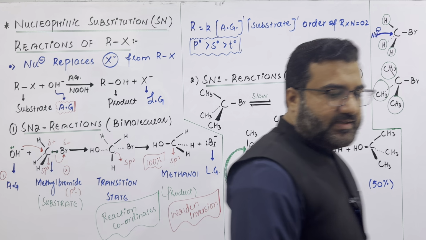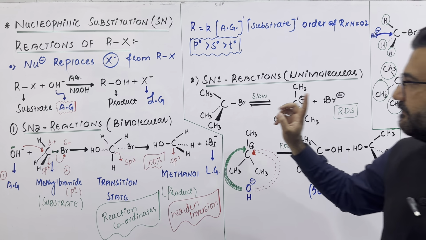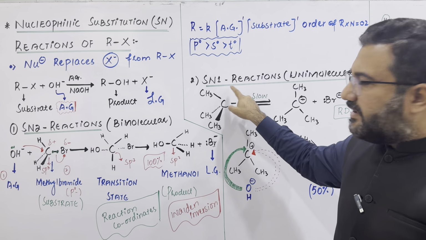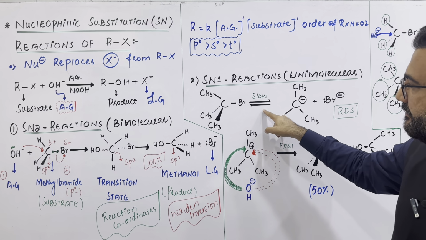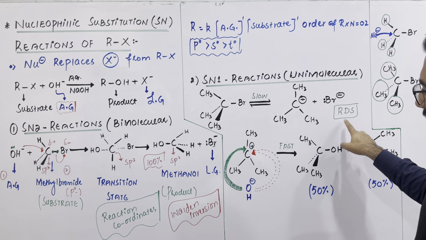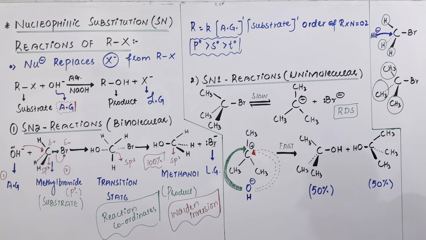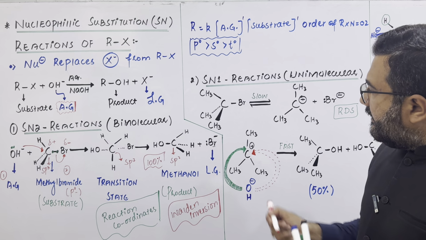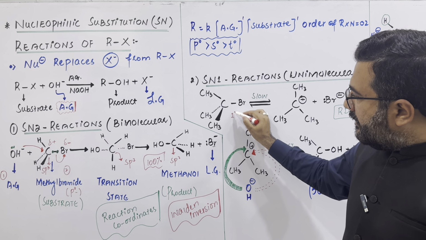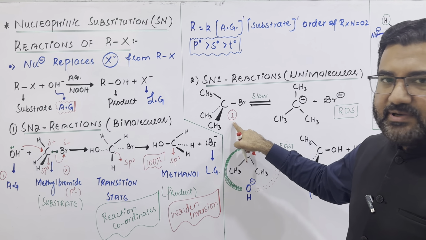Now, my dear students, the first point is that SN1 is a two-step reaction. The first step is slow and reversible, and that is the rate determining step. The second step is a fast step. The second point is that in the rate determining step, only one molecule of the alkyl halide takes part.